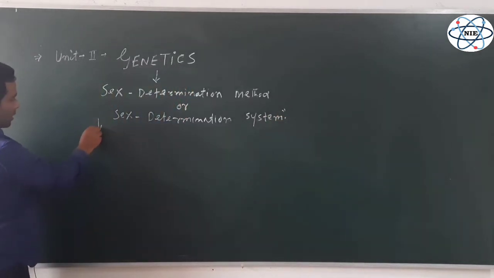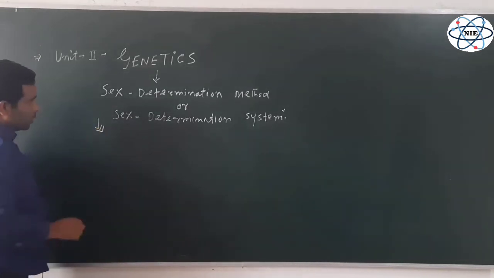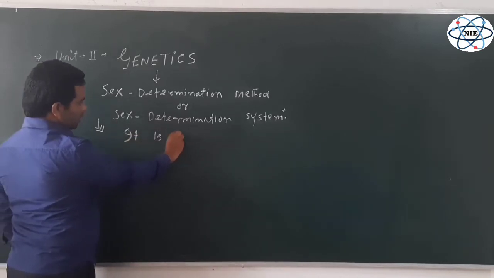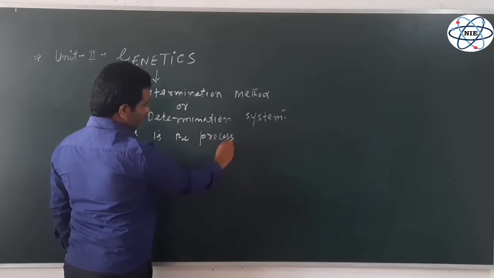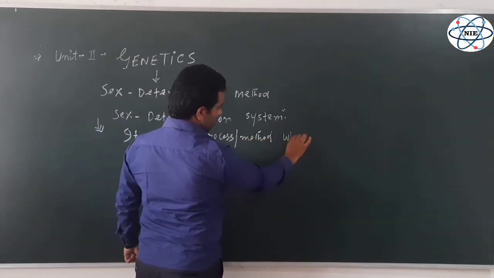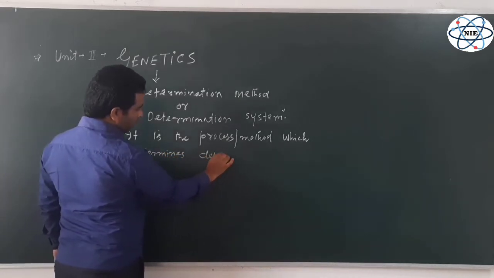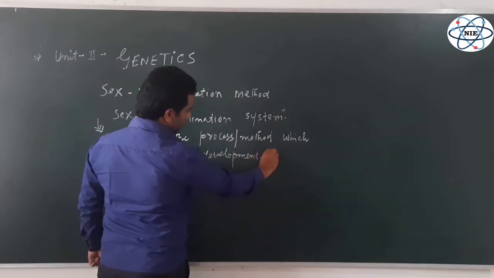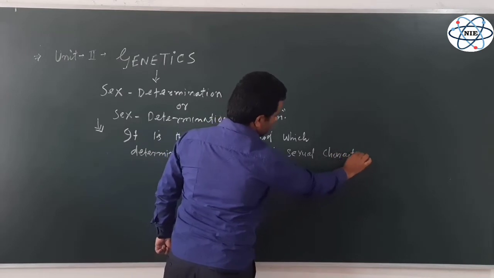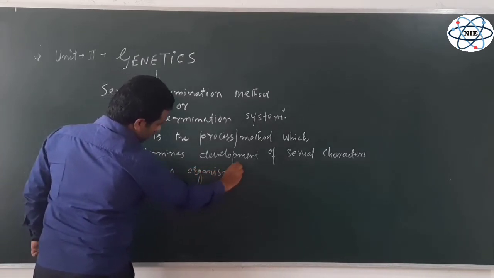So first of all, we will see what we mean by sex determination method or sex determination system. So let's put a definition of this method here. So it is the process, or we can say method, which determines the development of sexual characters of an organism. So this is the precise definition of sex determination.